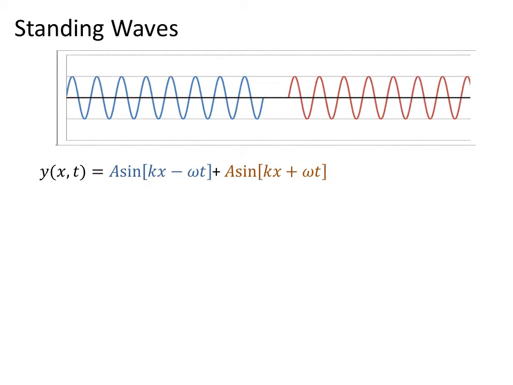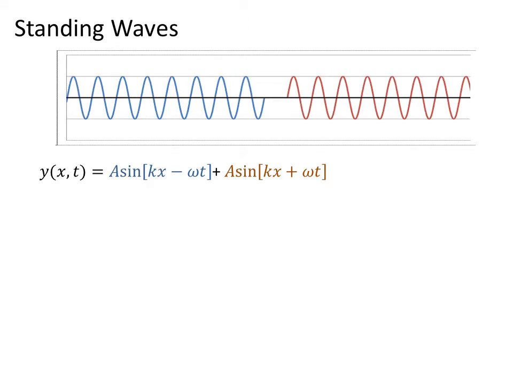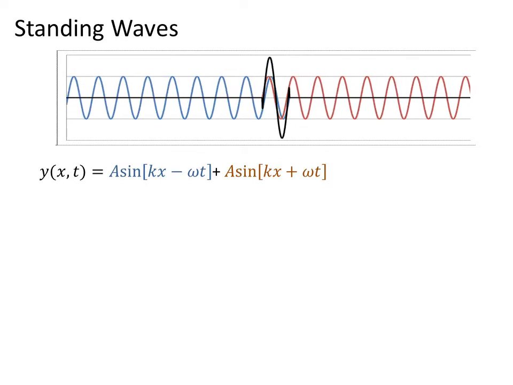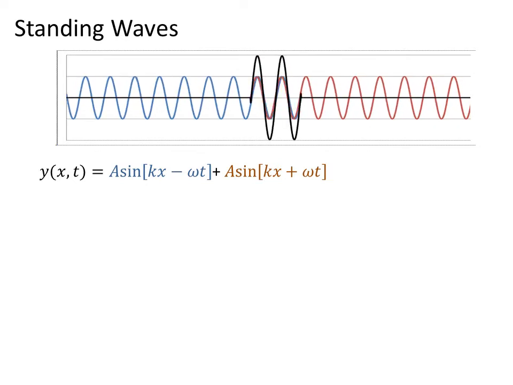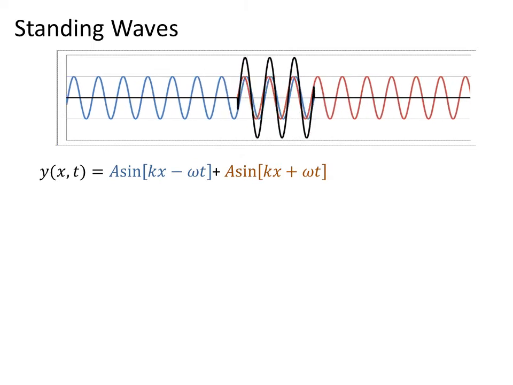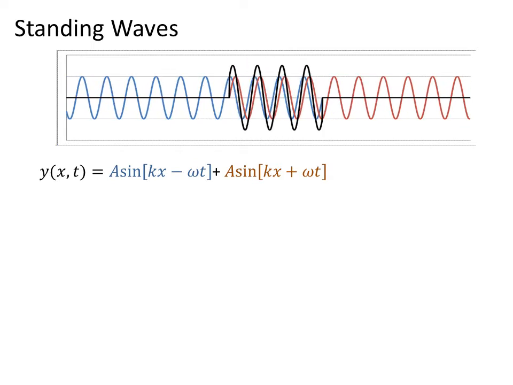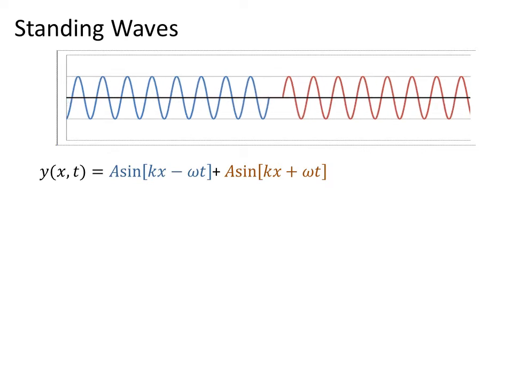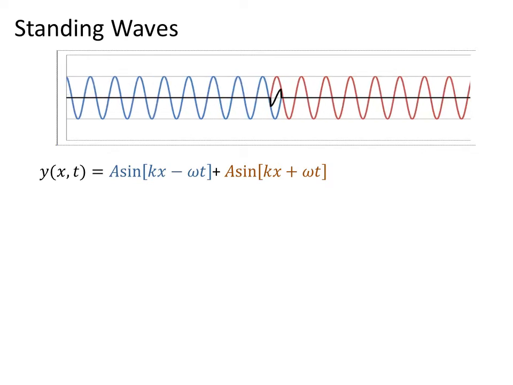If we write this down algebraically, we have that y of x and t is equal to a sinusoid with an amplitude of A, sine of kx minus omega t, which gives us a wave propagating to the right, plus the amplitude times the sine of kx plus omega t, which gives us the red wave propagating to the left.